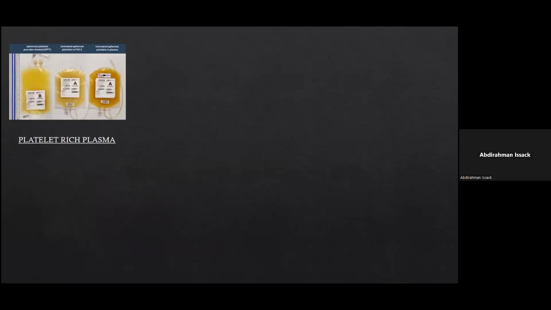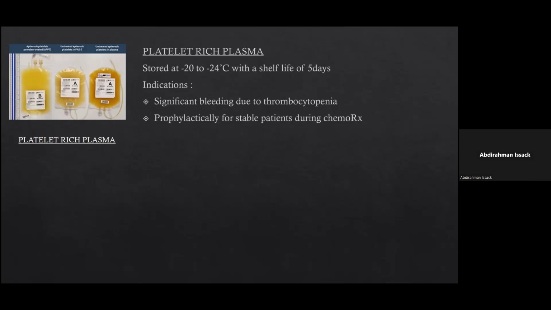Okay. The next one we look at is the platelet-rich plasma. Anyone try its indications? Thrombocytopenia. Okay, perfect. Thank you. Storage, it's at negative 20 to negative 24 degrees Celsius with a shelf life of 5 days. This is the component with the least half-life.